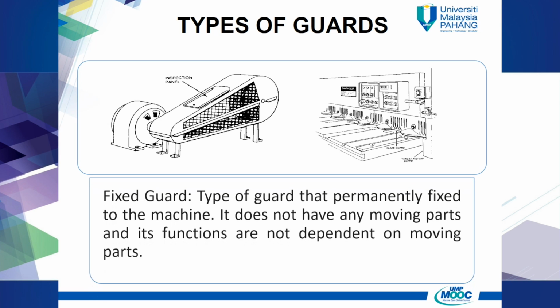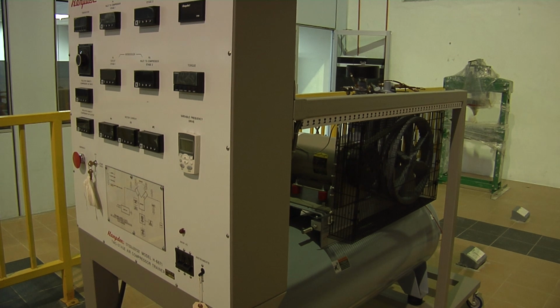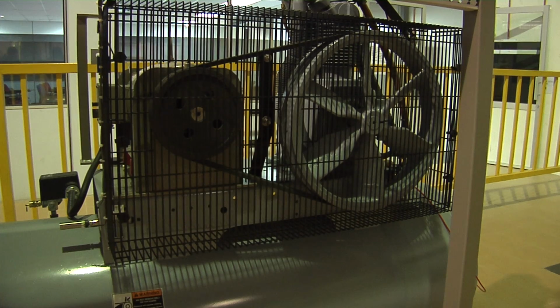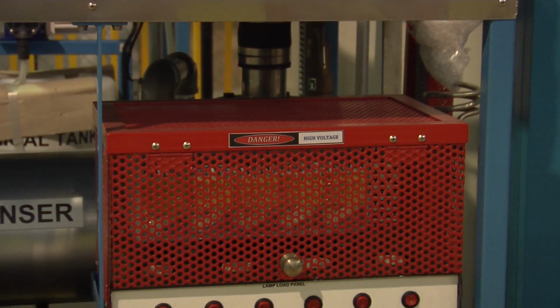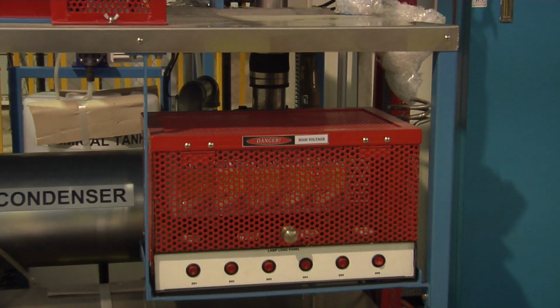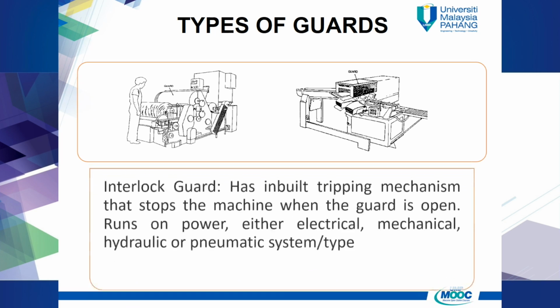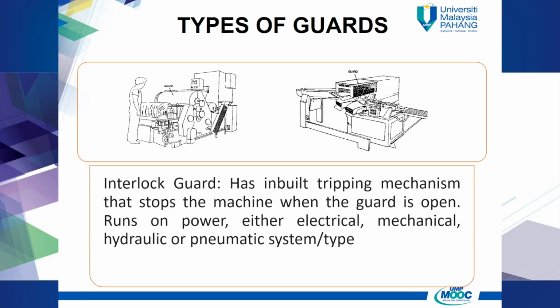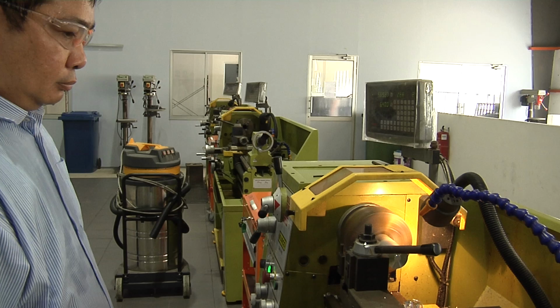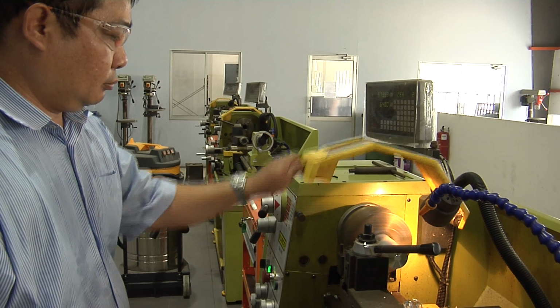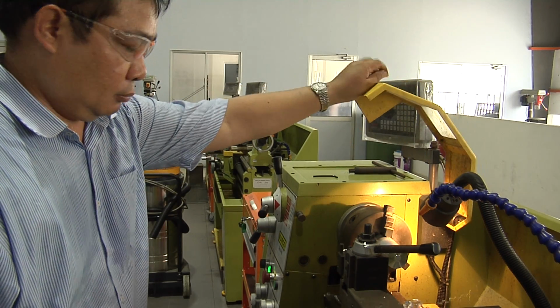Number 1, fixed guard. A fixed guard is a type of guard that is permanently fixed to the machine. It does not have any moving parts and its functions are not dependent on moving parts. Number 2, interlock guard. An interlock guard has an inbuilt tripping mechanism that stops the machine when the guard is open.